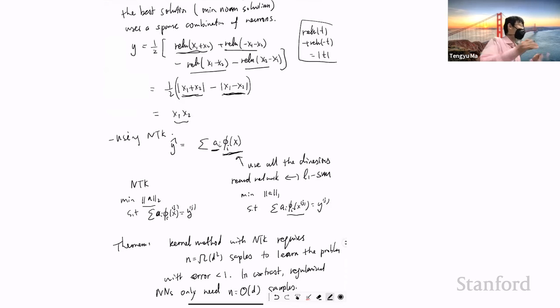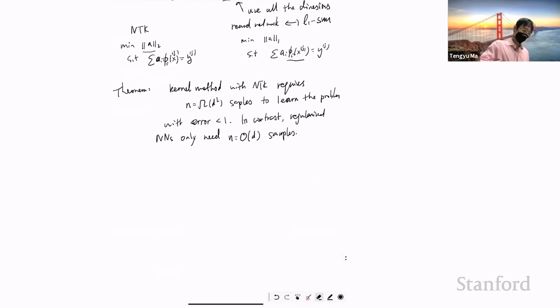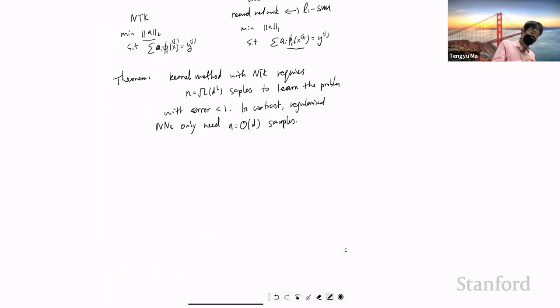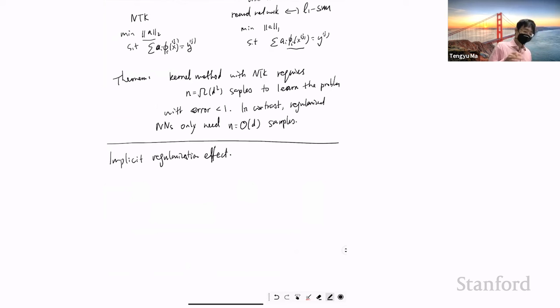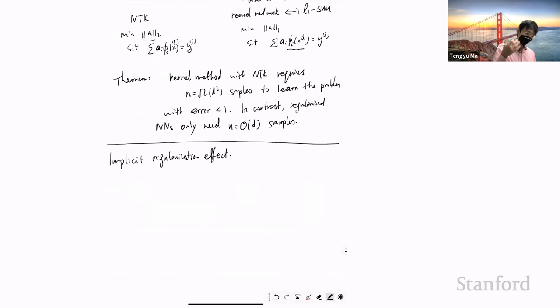Okay, so if there are no further questions, I'm going to move on to the next topic, which is about the implicit regularization effect. I'm not sure whether you still remember what we discussed in the mystery of deep learning theory section, so I'm going to briefly repeat the high-level goal here.